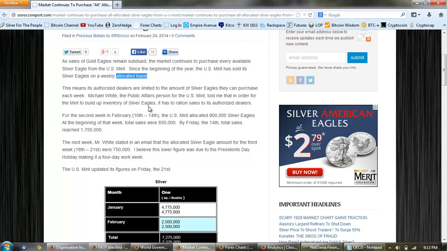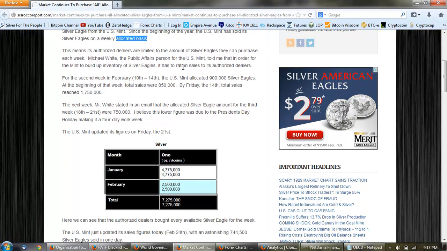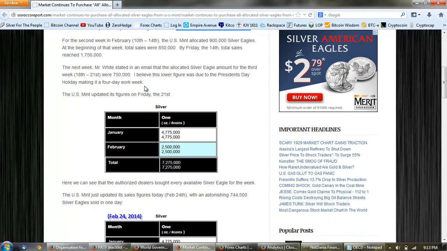This means its authorized dealers are limited to the amount of silver eagles they can purchase each week. Michael White, public affairs person for the U.S. Mint, told me that in order for the Mint to build up inventory of silver eagles, it has to ration sales to its authorized dealers. For the second week in February, 10th through 14th, the U.S. Mint allocated 900,000 silver eagles. At the beginning of that week, total sales were 850,000. By Friday the 14th, total sales reached 1.75 million. The next week, Mr. White stated in an email that the allocated Silver Eagle amount for the third week was 750,000, etc.